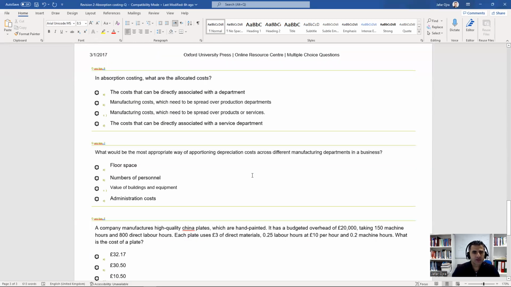Next question. In absorption costing, what are the allocated costs? Allocated costs are usually associated with a department. For example, if a manager whose salary is only for a single department, that's an allocated cost. So the best one would be A. The cost that can be directly associated with a department. That means allocated cost.